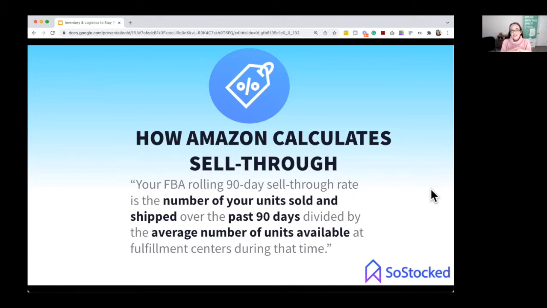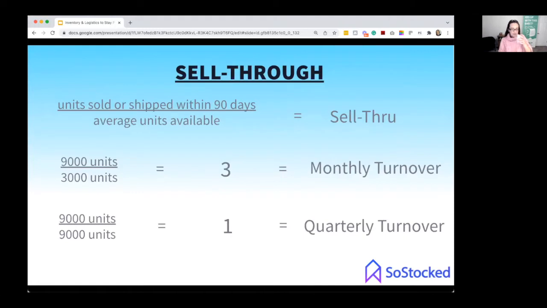So understanding that, it might make sense to understand how they actually calculate sell-through. This is directly from Amazon. They say your FBA rolling 90-day sell-through rate is the number of your units sold and shipped over the past 90 days, divided by the average number of units available at fulfillment centers during that time. So let's break that down into something you can actually understand.